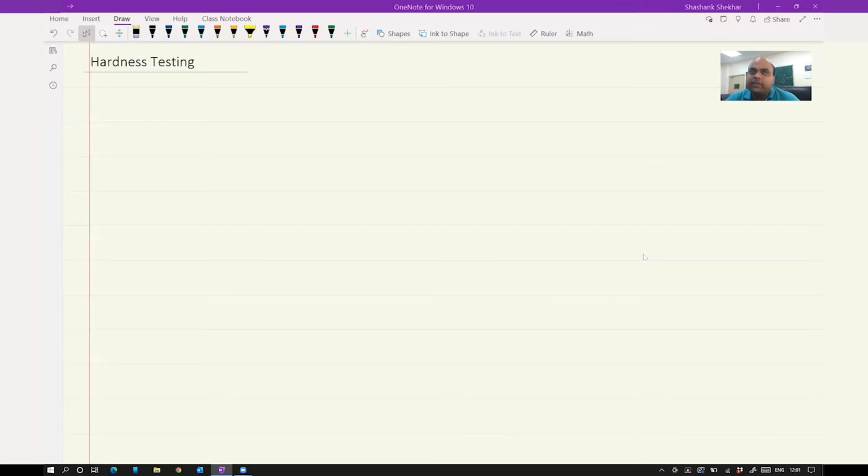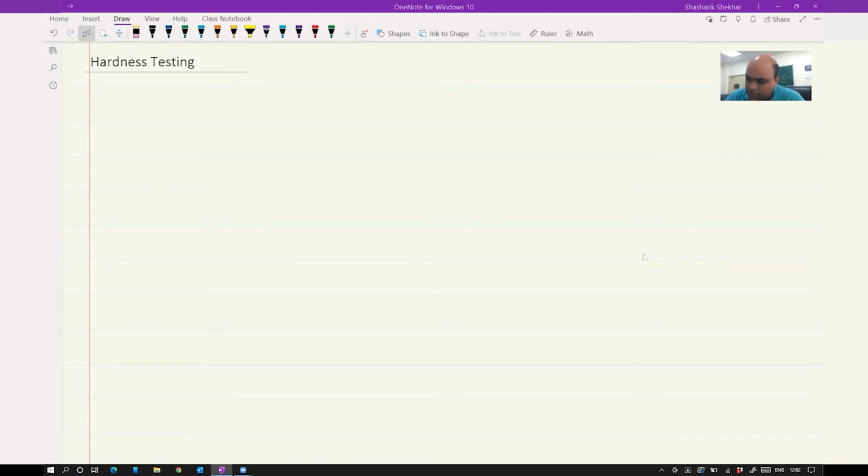We have already discussed the strengthening mechanisms, and Professor Sushant Sekhar has also discussed tensile testing with you. Today we are going to talk about other mechanical tests like hardness testing and impact testing, etc. We'll start with hardness testing and then talk about impact testing. So let's talk about hardness testing.